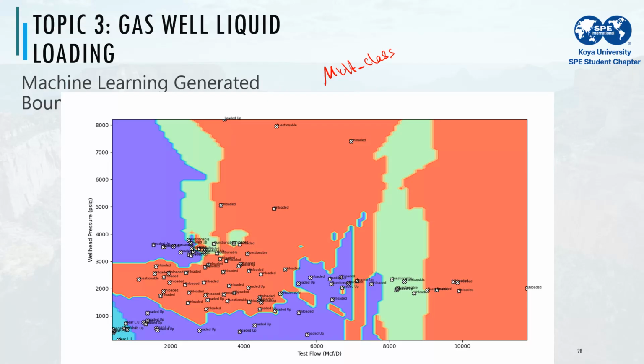Machine learning will learn based on this, and then it will set its own rules. Now, the figure that you see in front of you is a figure I generated, based on wellhead pressure for gas wells and test rate for gas. Once you plot both of these, the colors that you see are the conditions for these wells.